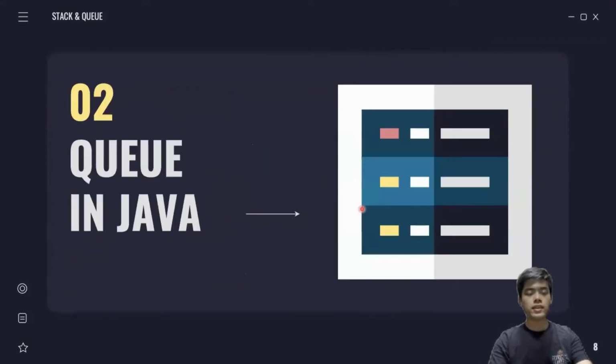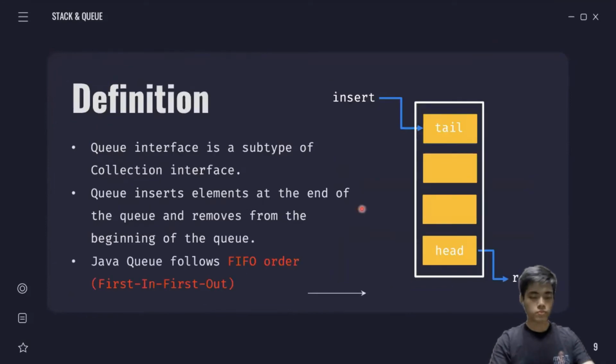So the next part is queue in Java. What is queue? Queue interface is a subtype of collection interface. You can imagine in real-world scenarios, queue inserts elements at the end of the queue and removes from the beginning of the queue. You can see.